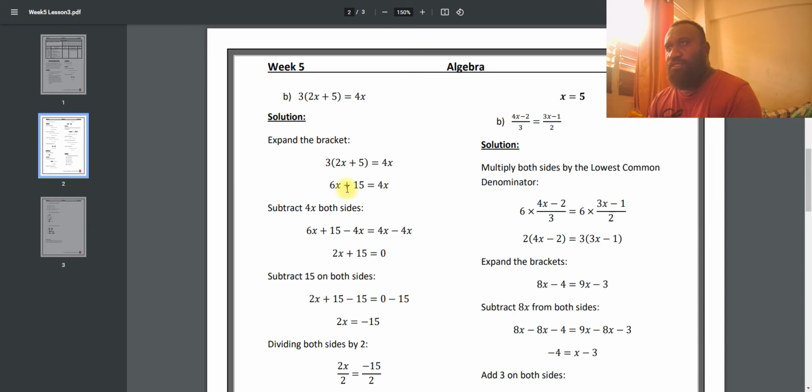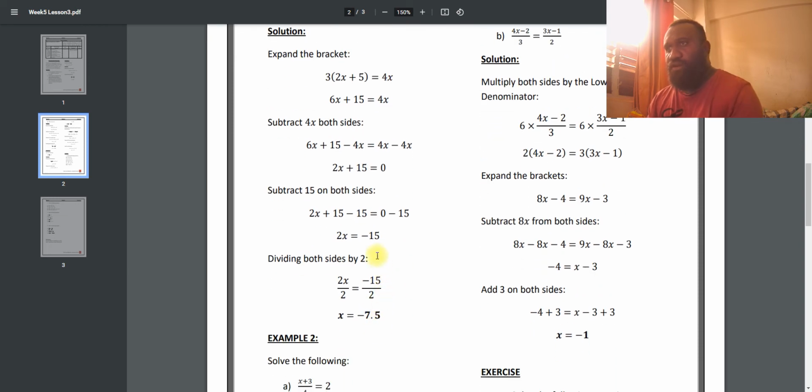Now, having x's on both sides, what we do is we group the x's on one side, and then we group the numbers on the other side. So having 6x and taking the 4x this side towards the 6x, we get 6x minus 4x to give us 2x, plus 15. Now get rid of 15, take it to the right hand side, and it becomes 2x equals negative 15. Since 15 is positive on the left hand side, on the right hand side it will be a negative.